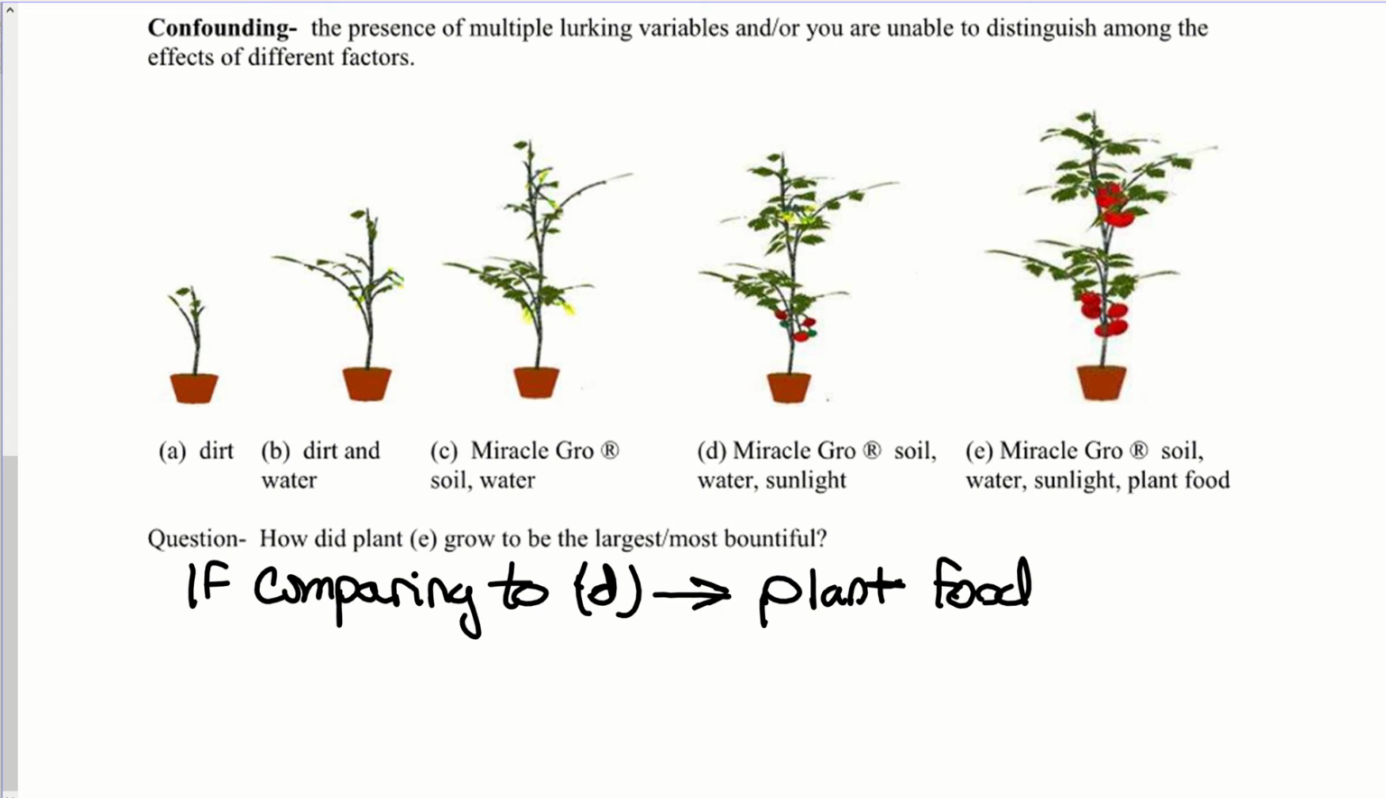From C to D, there was a little bit more flowering. Oh, actually, the same amount of flowering. It's just some of those flowers became tomatoes. But then in E, I mean, we got a salad here. I mean, it's a good-looking tomato plant, right? Now, if I'm comparing it to A, no idea.